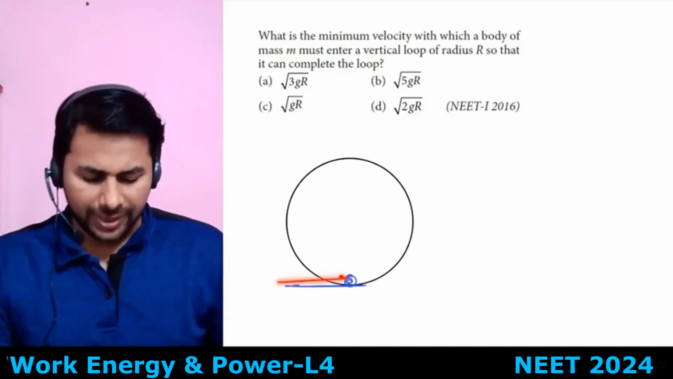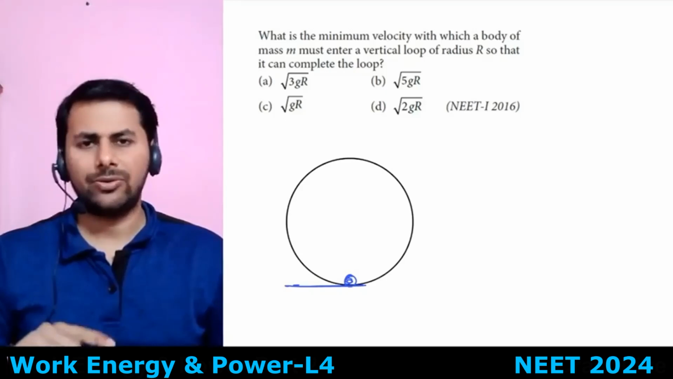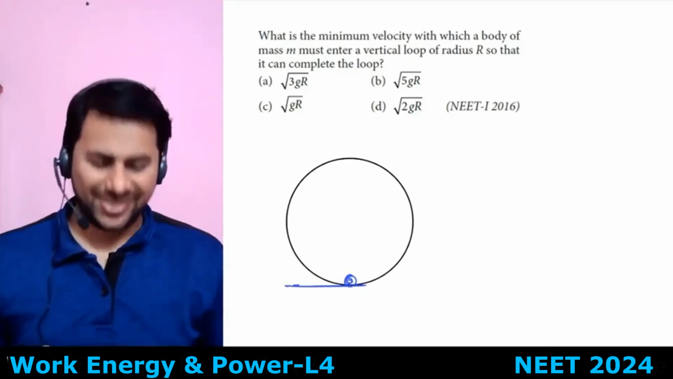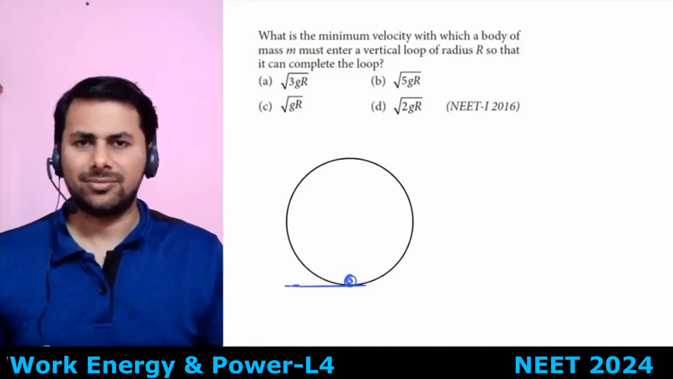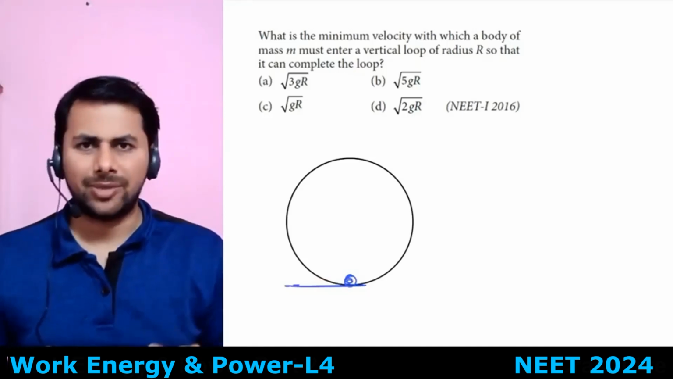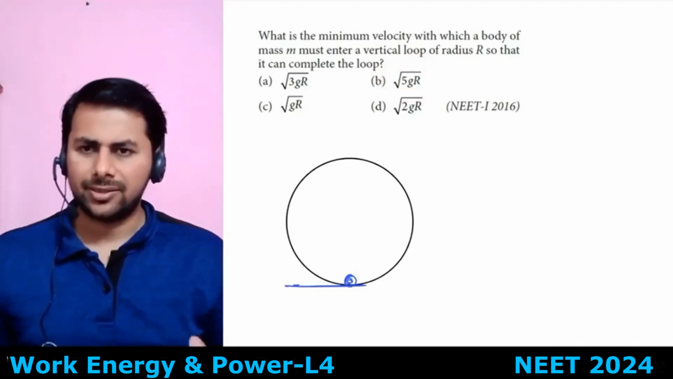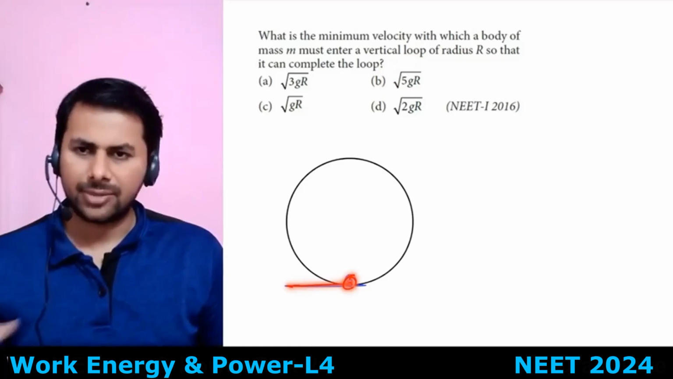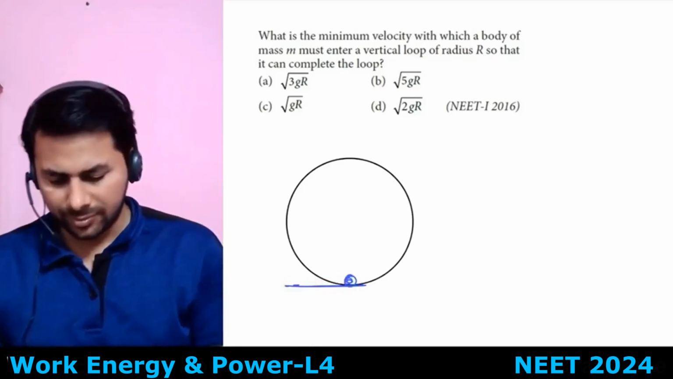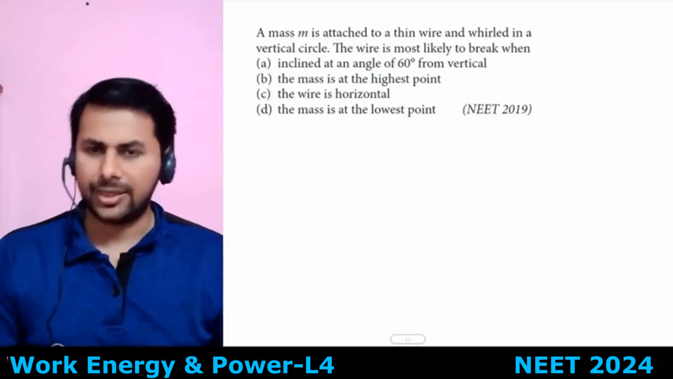Okay, so if it enters at this point, see, for a loop we have to consider all the points, right? So if it enters at this point with square root of gr, it will not be able to complete. So that's why the answer is square root of 5 gr, the minimum velocity required at the bottom. Okay, this is simple. Let's see the next one.